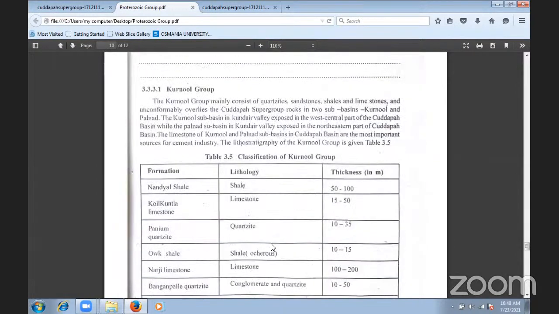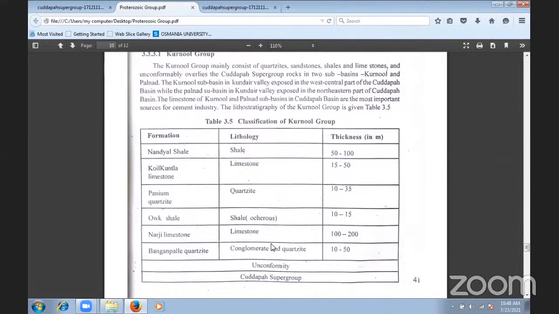Now coming to the Kurnool group, it mainly consists of quartzite, sandstone, shale, and limestone, and unconformably overlies the Kadapa Supergroup. The formations include Nandyal Shale, Koilkuntla, Paniam Quartzite, Owk Shale, Narji Limestone, and Banganapalle Quartzite. There is an unconformity between the Kadapa Supergroup and the Kurnool group.